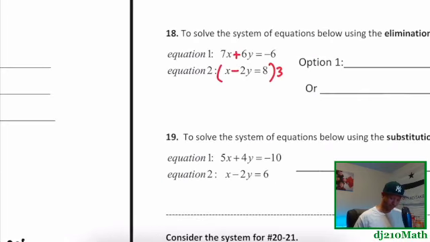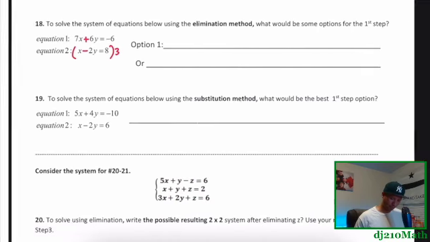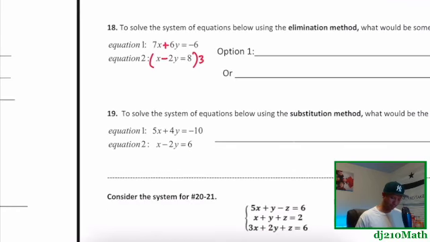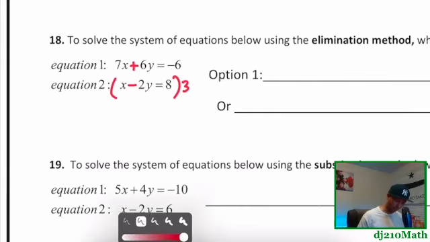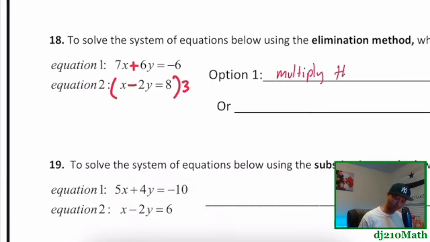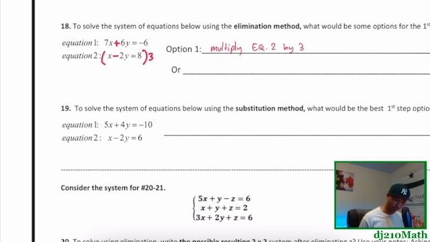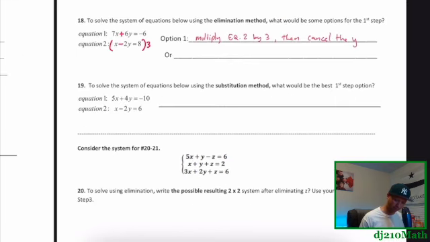Well, it just so happens if I multiply the bottom by 3, I'll make a -3 in the bottom. So what's it asking? What would be some options for step 1? Okay, one option would be to multiply the bottom. I don't know what they want me to write out, but multiply the bottom, or multiply equation 2 by 3. Then cancel the y's, the y variables.